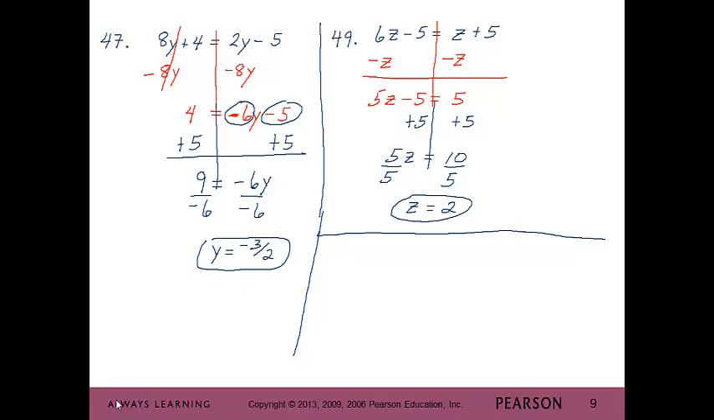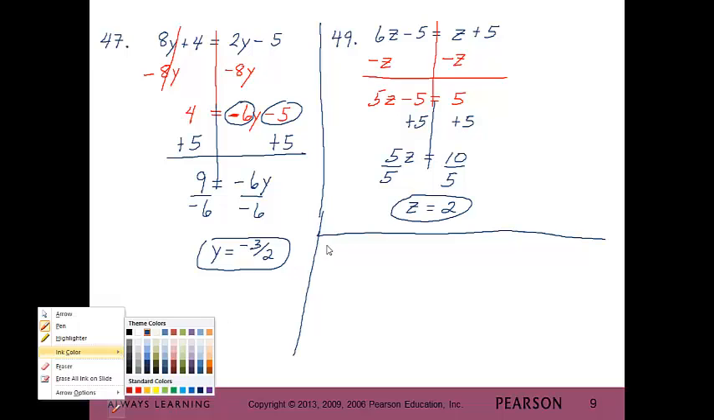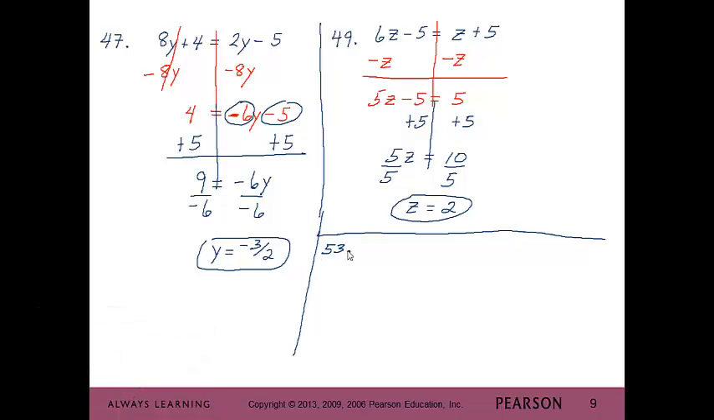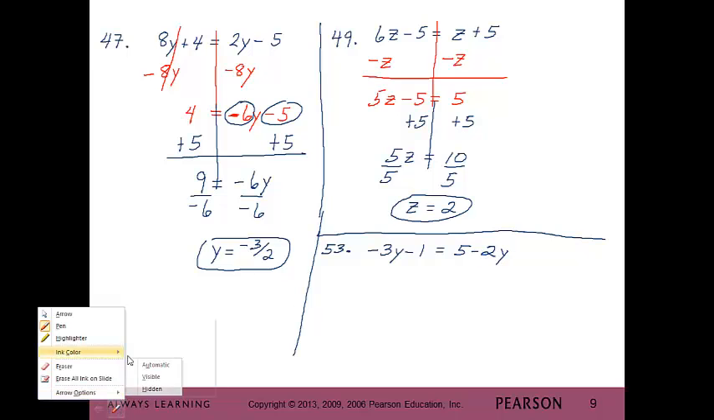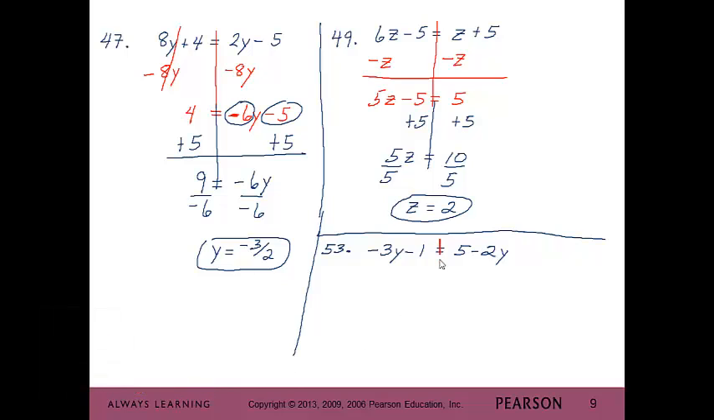And then last one, number 53. It says negative 3y minus 1 equals 5 minus 2y. So let's start by getting our variables together. Let's move this negative 3y. In order to move it, let's add 3y on both sides. Add 3y. So now we have negative 1 equals 5 plus y.